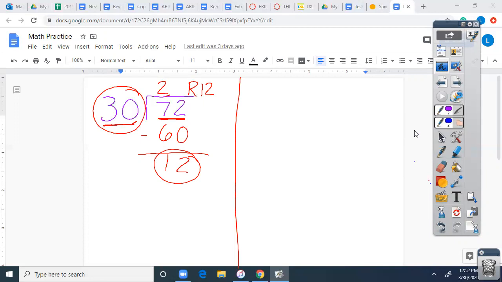We're going to do some more practice. I know that this is probably difficult. It's a lot for your brain to see. These are kind of big numbers, but the more you practice, the easier it will get, I promise. So stay with me. We're going to do 87 divided by 20.